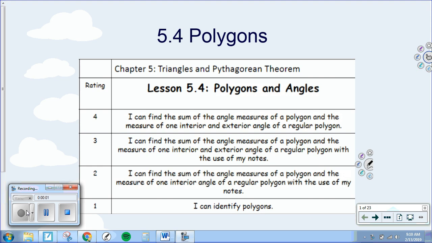We're going to be talking about polygons, which is Chapter 5, Lesson 4. Our learning goal today is that you can find the sum of angle measurements of a polygon and the measure of one interior and exterior angle of a regular polygon with the use of your notes. So first we're going to start off with some vocabulary.